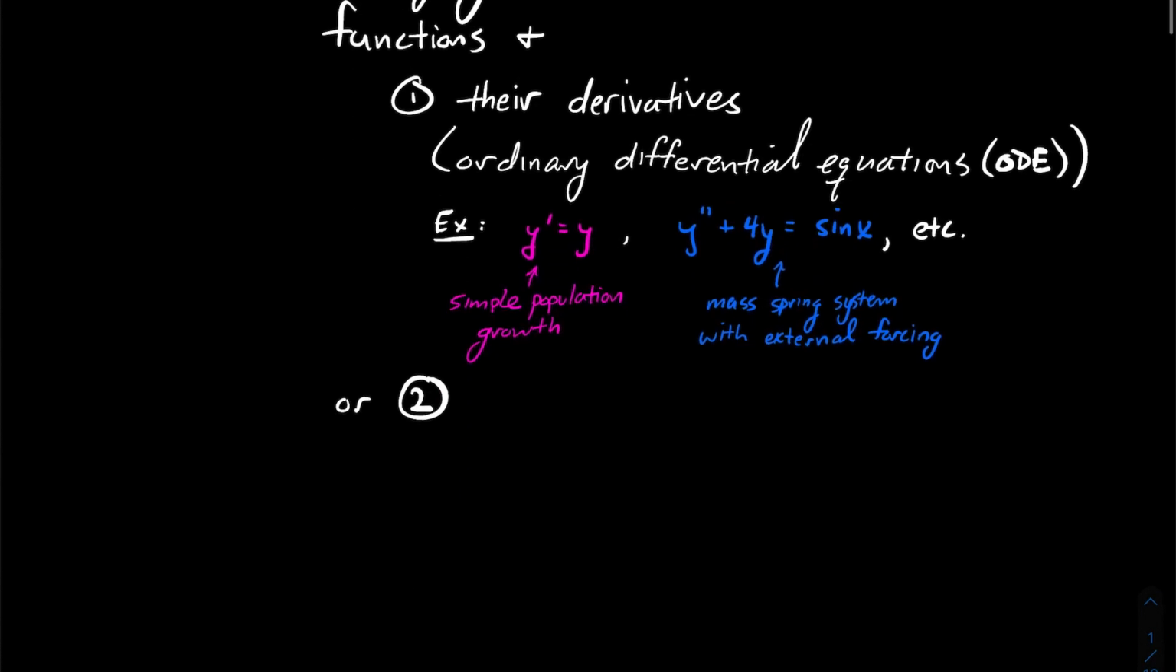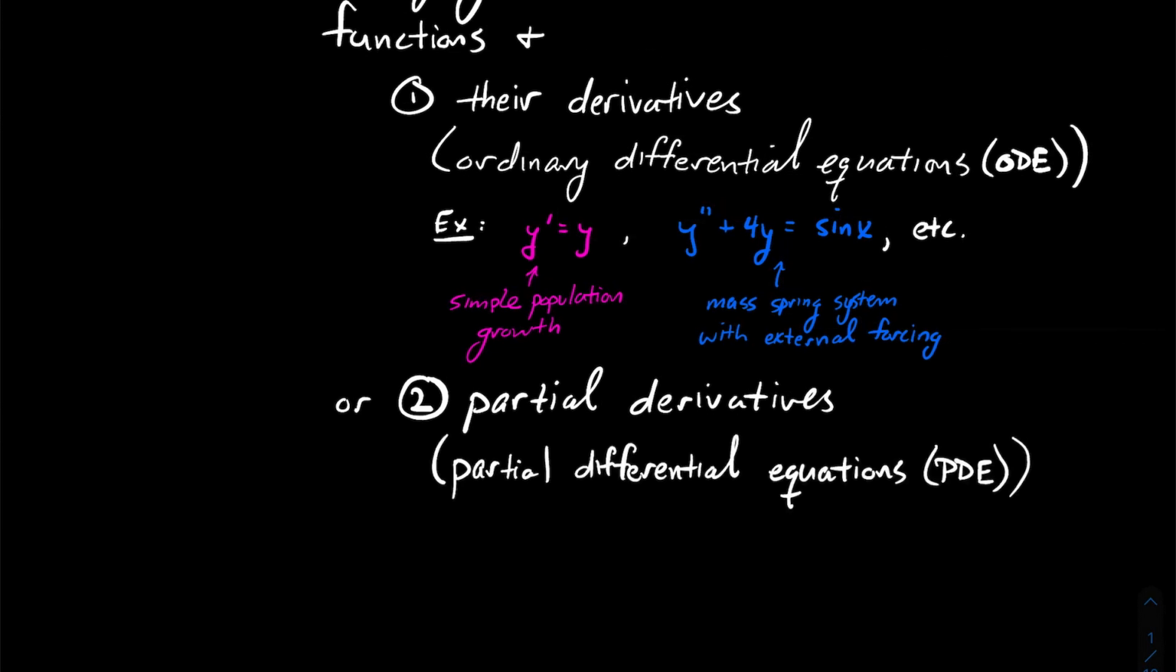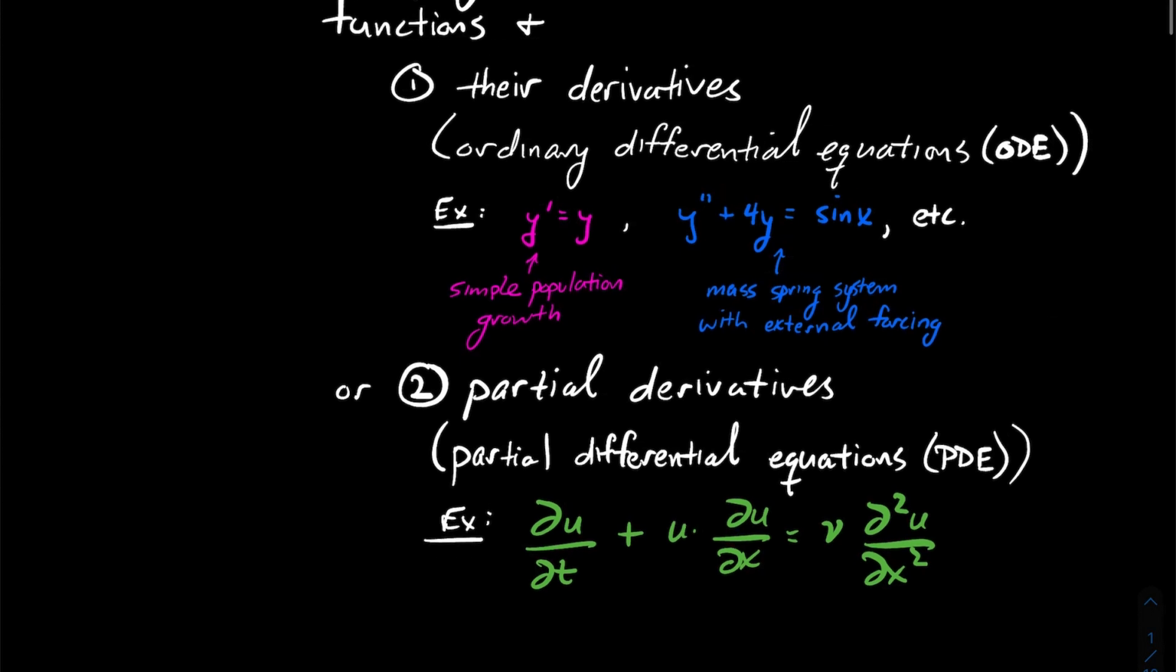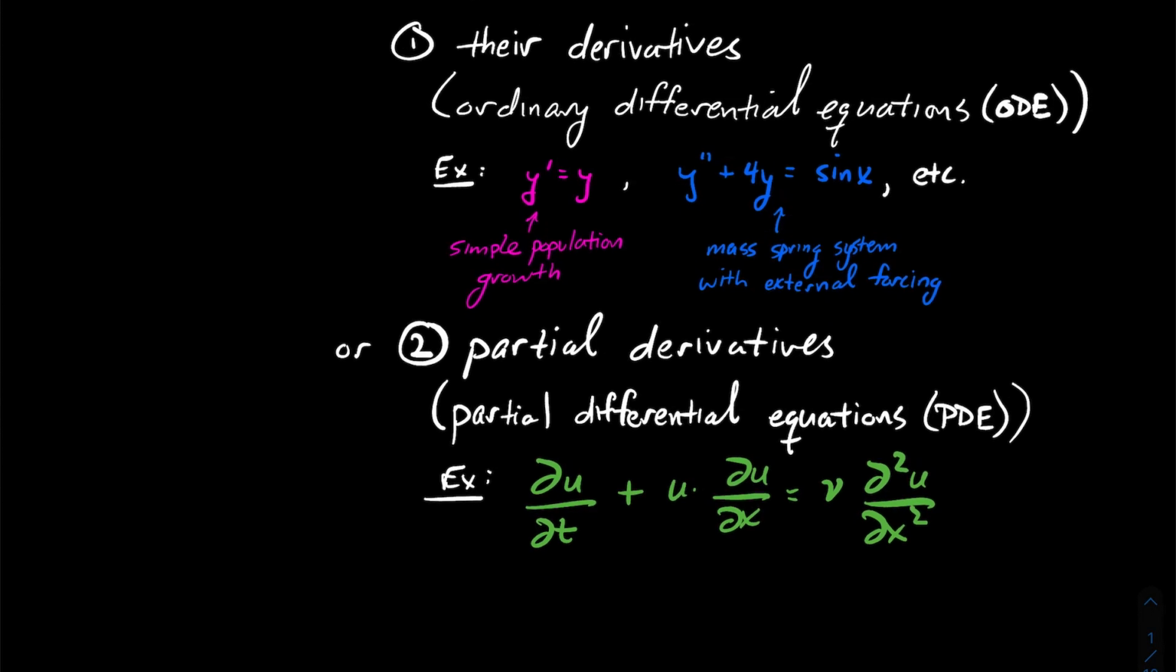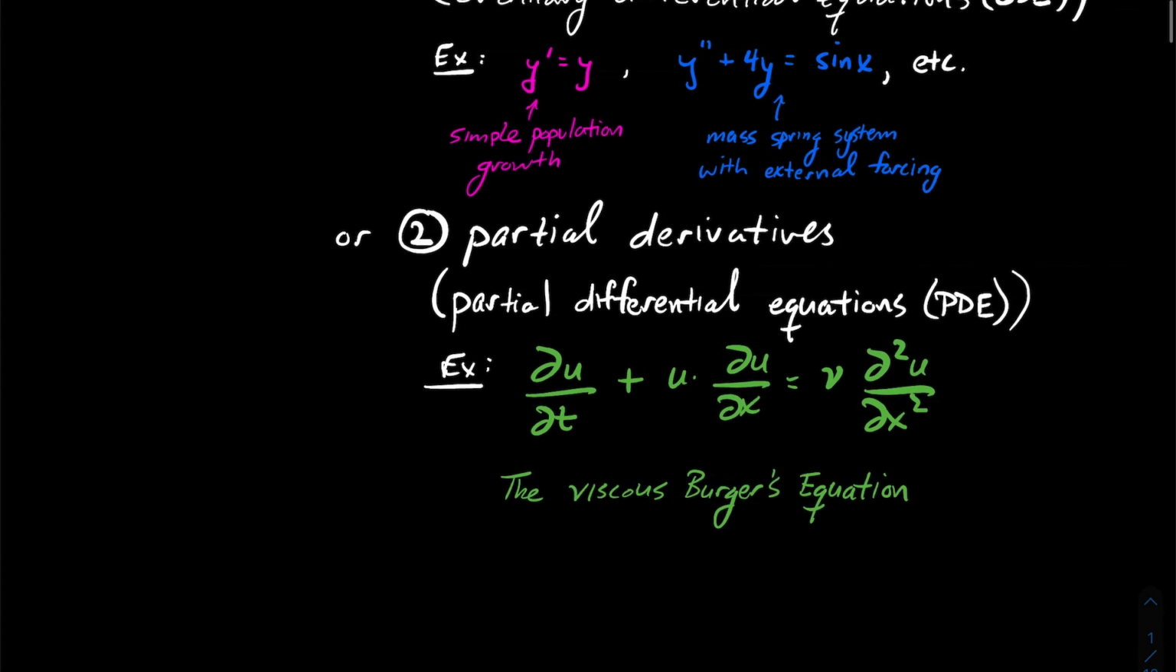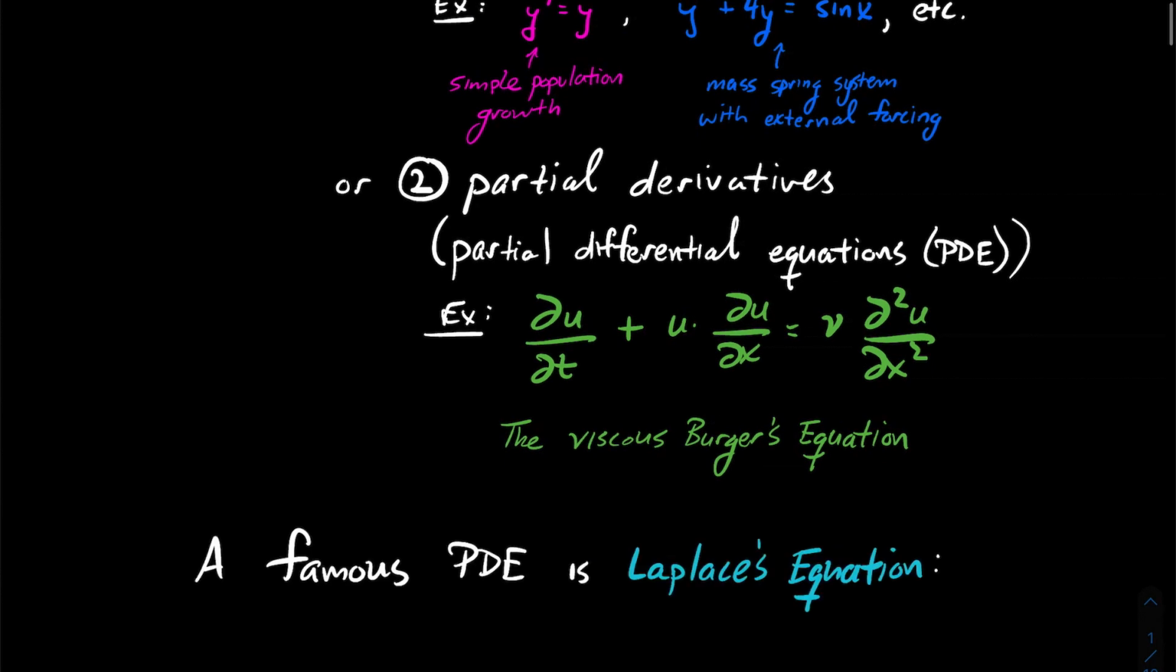Another thing that you might study is a relationship between your function and its partial derivatives, if you've got a function of multiple variables. These are called partial differential equations, or PDEs for short. To give you an example, what functions u satisfy the partial of u with respect to t plus u times the partial of u with respect to x equals some constant nu times the second partial of u with respect to x? This is a famous one called the viscous Burgers equation. It's important in fluid mechanics.